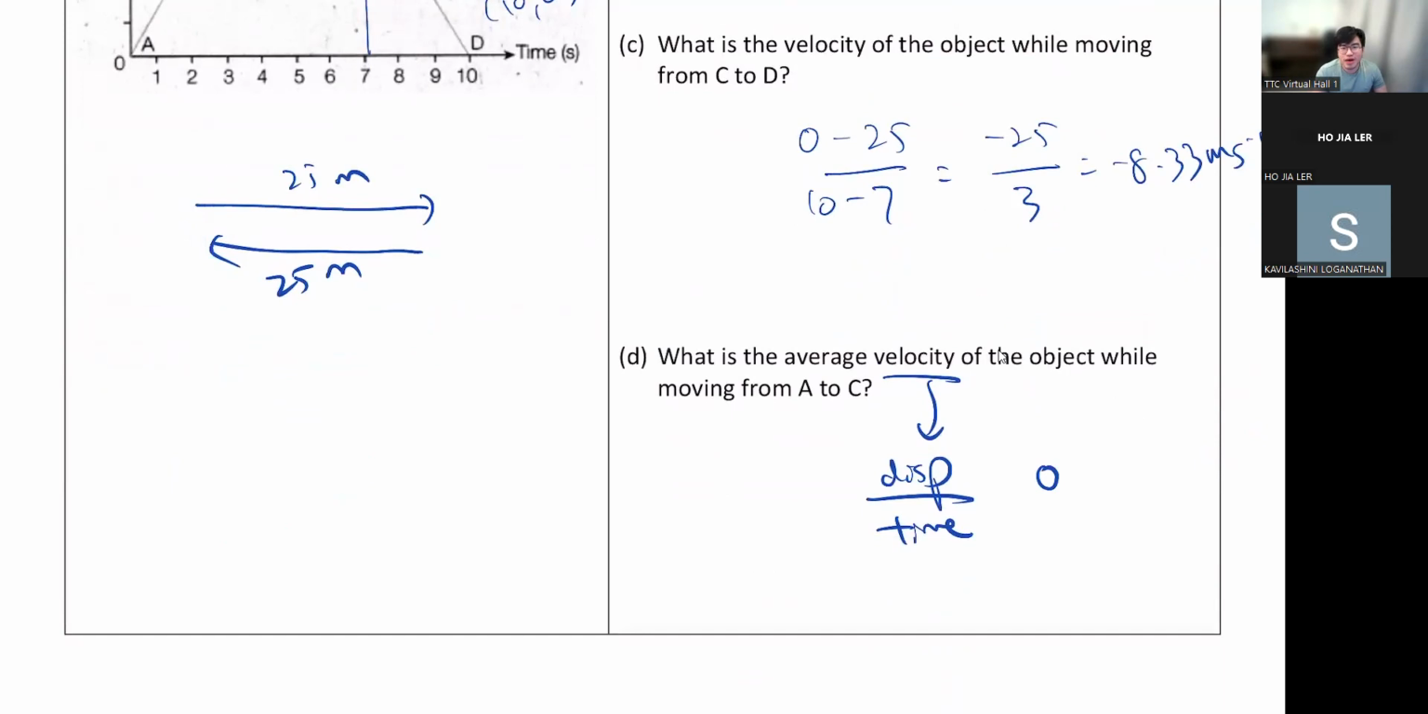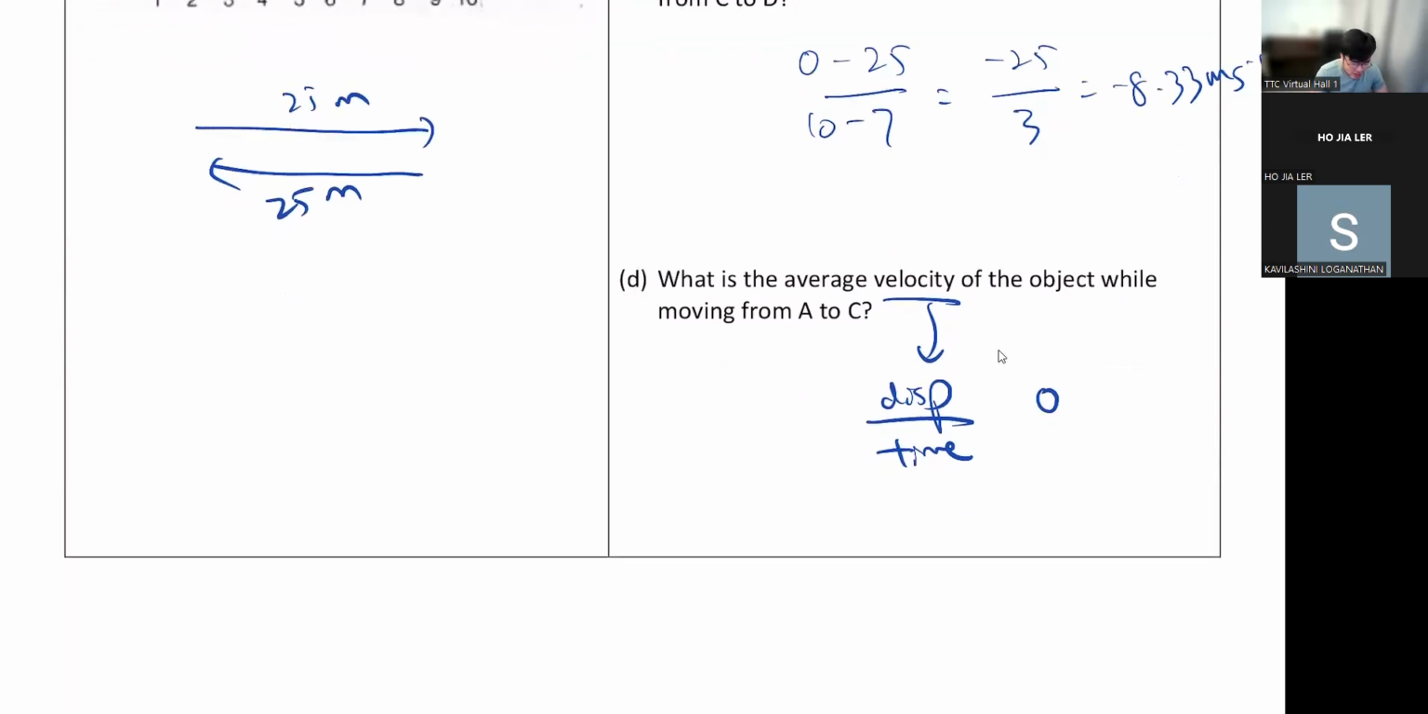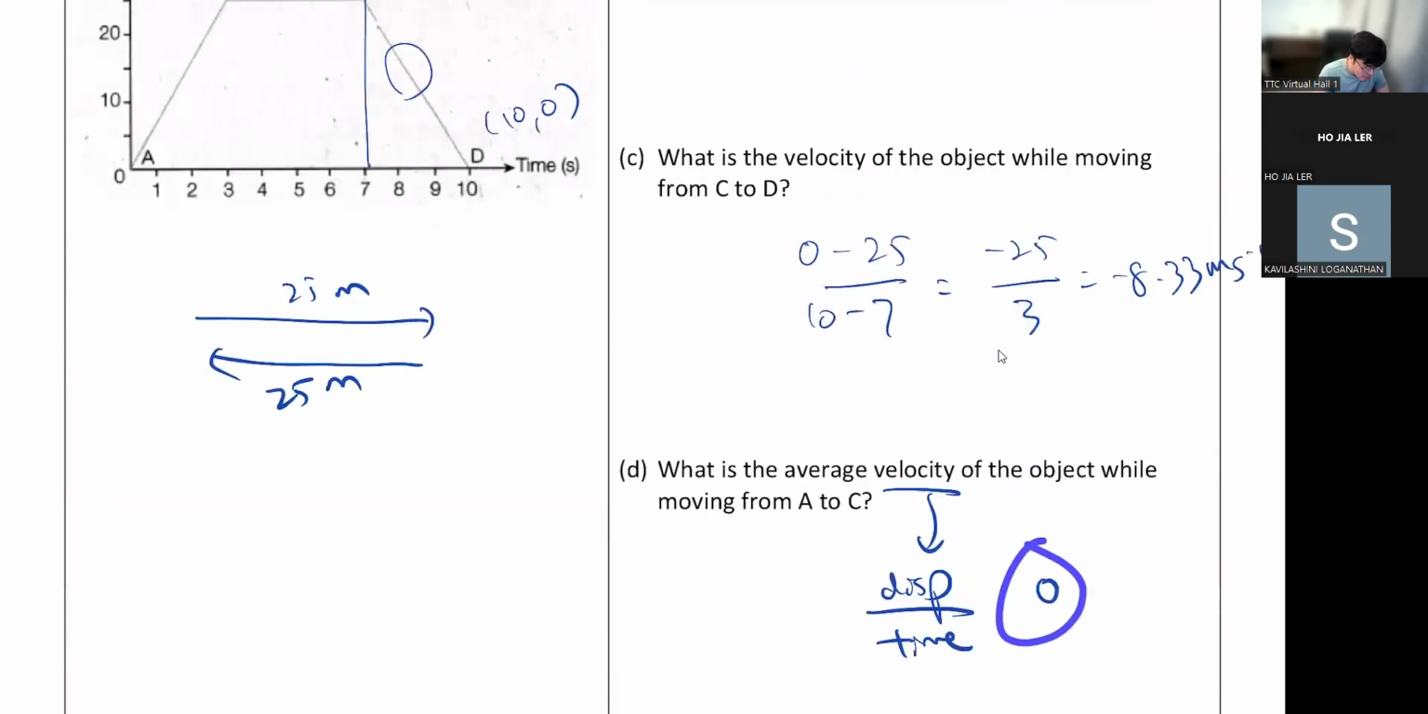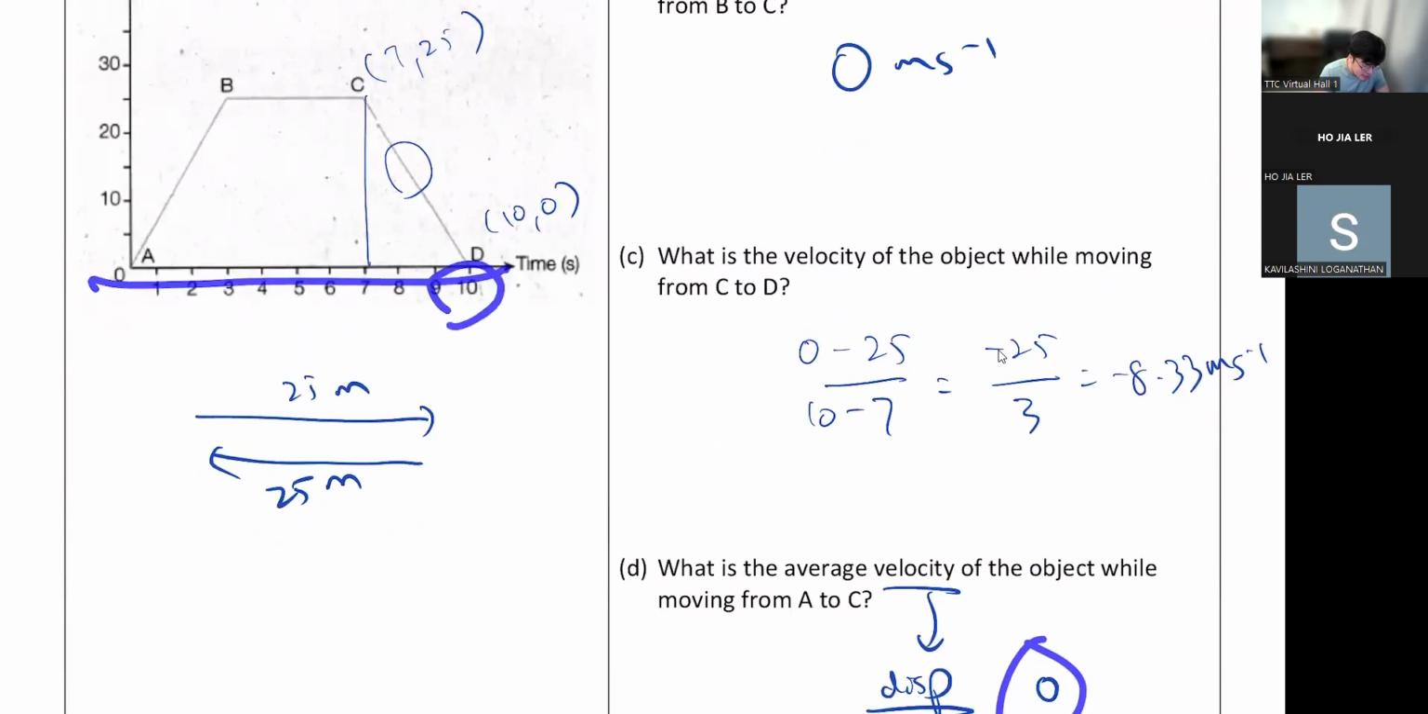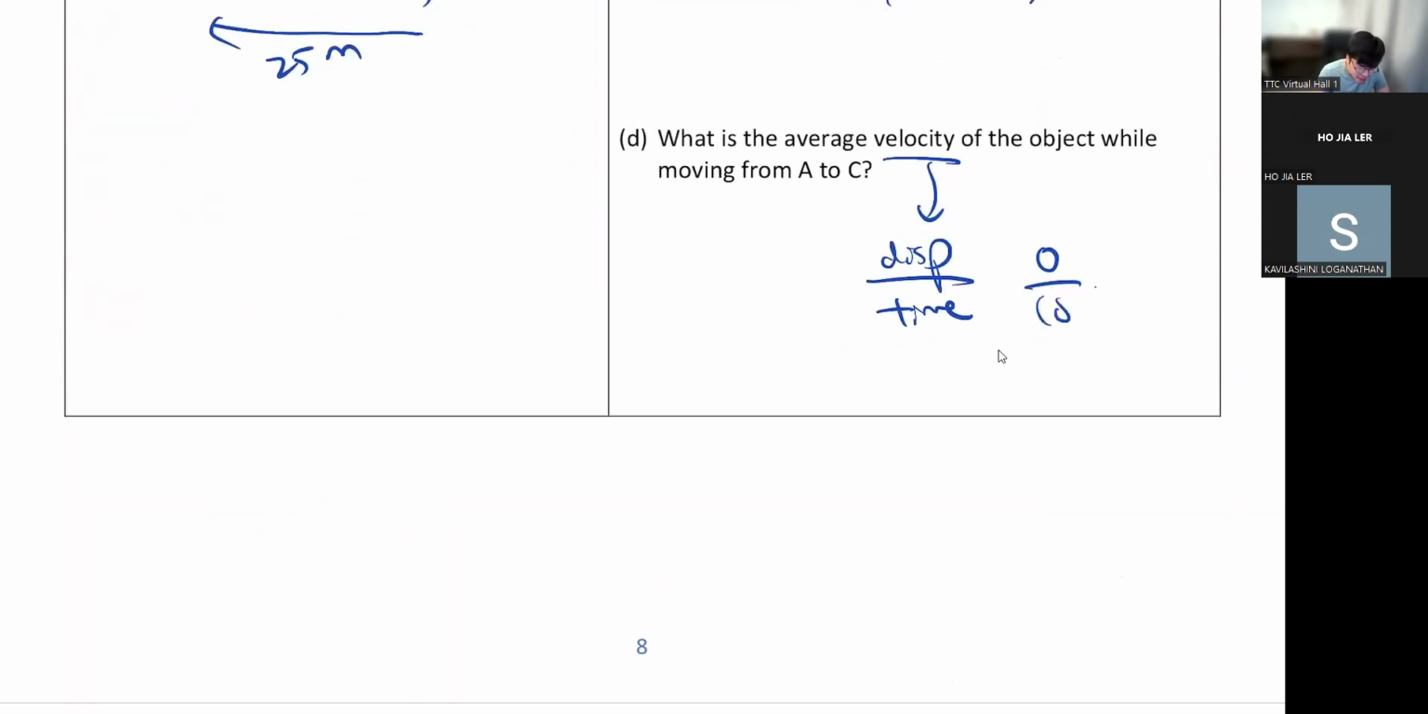Right? So from my starting point to my ending point is 0. I don't care how much you travel because you end up at the same point. So your displacement is still 0. So how much is the total time? The total time is 10. So 0 divided by 10 is 0. You see the difference now?